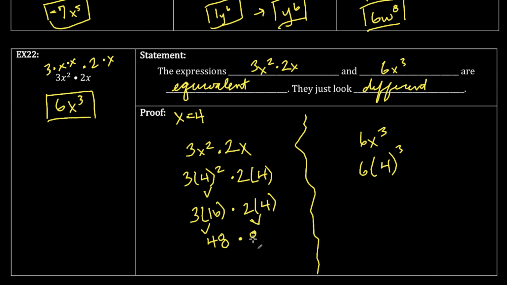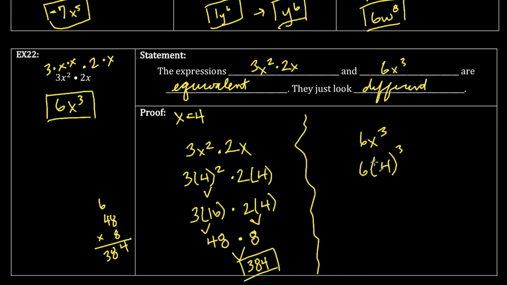Eight. I was thinking about something. Technically, we can just multiply from this, but we'll stay with what we're doing. 48 times 8. We get 8 times 8 is 64. 8 times 4 is 32. 32 plus 6 is 38. So 384.